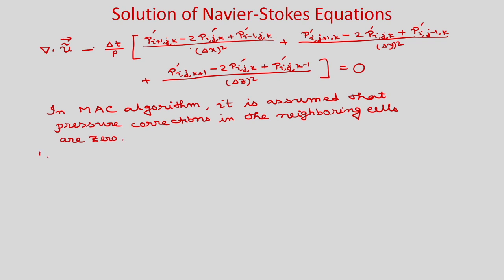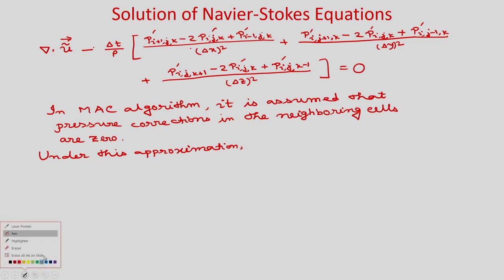So, under this approximation, you can see all these terms you can make 0. This term is 0, and this term, because the neighboring cell pressure correction we are just taking as 0 for simple calculation, and that is your MAC algorithm. So, if you put 0, then you can write the equation for pressure.